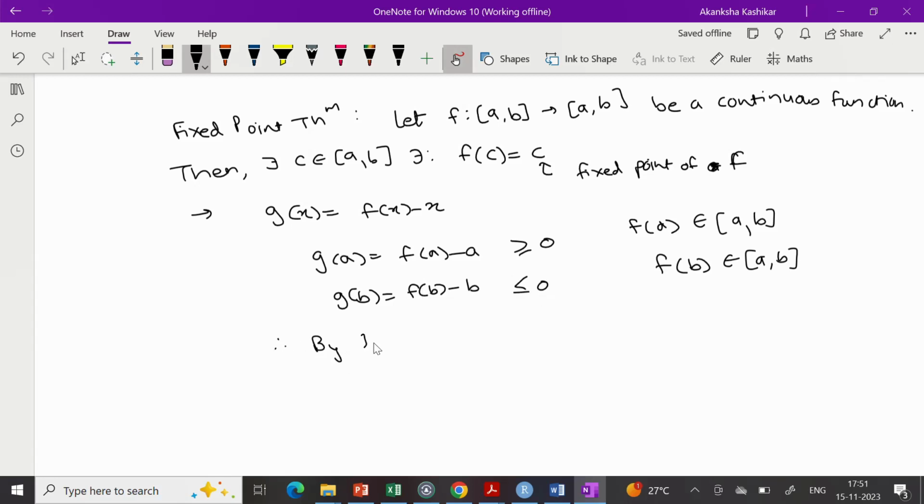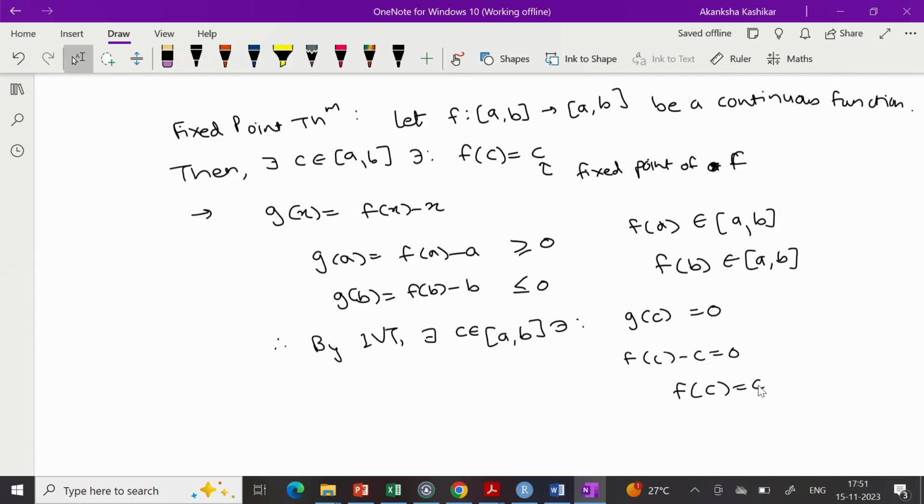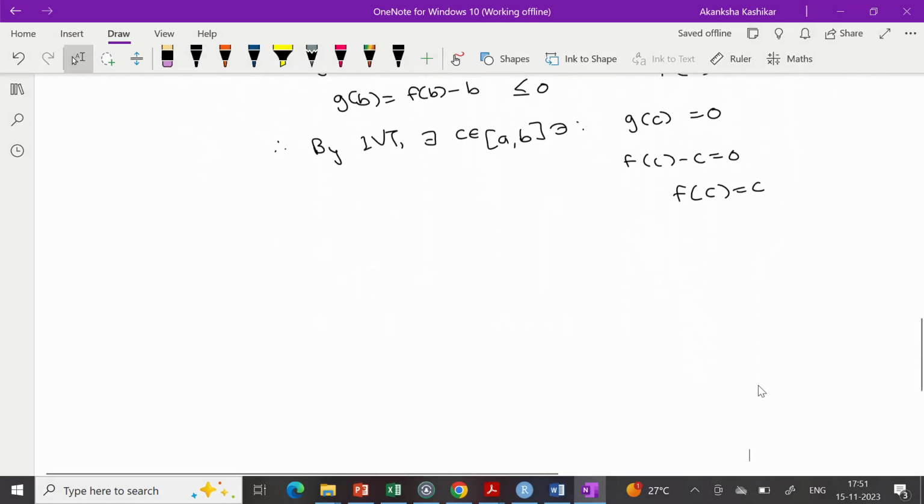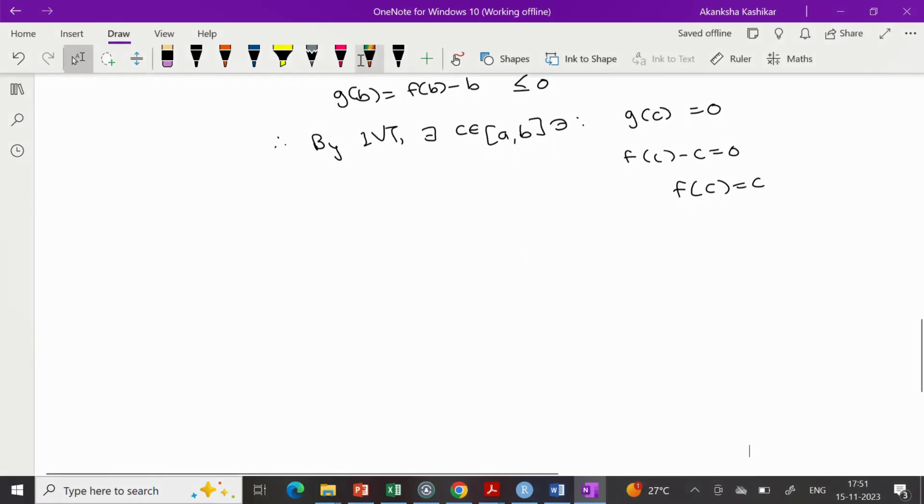Therefore, by the intermediate value theorem, there exists c in [a,b] such that g of c is equal to 0. g of c is 0 means f of c minus c is equal to 0 and hence f of c is equal to c.